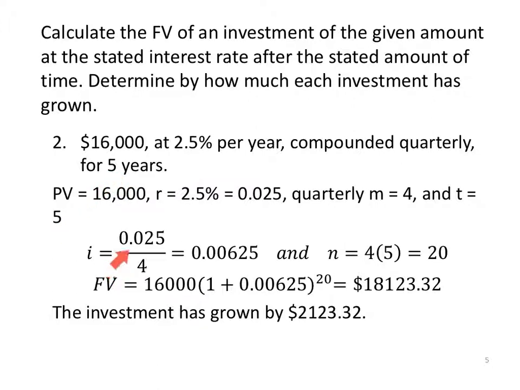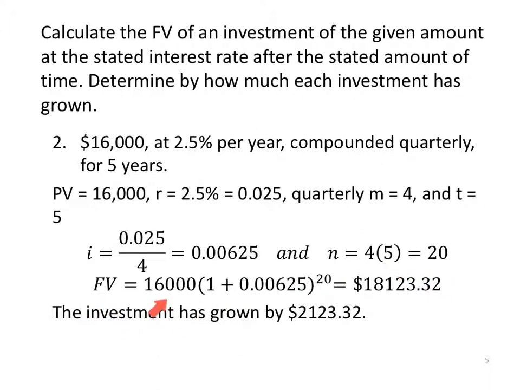I can find my I, 0.025 divided by 4, which is 0.00625. And I'm going to use the entire decimal. I'm not going to stop it early. I'm not going to round. I'm not going to change it. I'm going to use the full decimal every time. N, quarterly for 5 years, will be a total of 20 times.